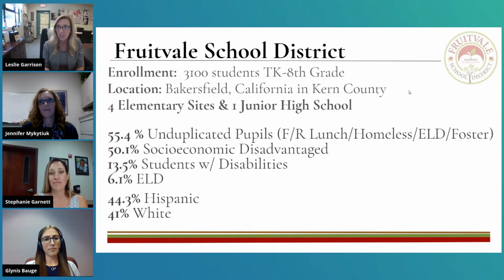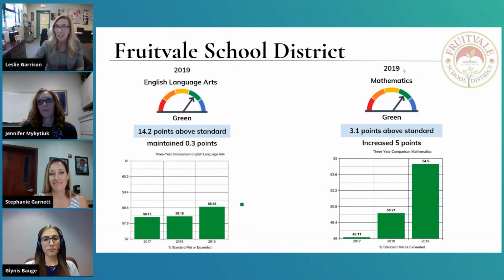We are an elementary school district. We are in Bakersfield, California. We have 4 elementaries and 1 junior high. But the interesting part about Fruitvale is that our demographics are changing rapidly. So we are now at 55.4% unduplicated pupil count. Over 50% of our students are socioeconomically disadvantaged, and we have over 13% students with disabilities and only 6% ELD, and we're roughly almost half and half white, Hispanic, and then a mix of all other ethnicities. So as Lisa said, we do have a high performance history. In fact, our mathematics has jumped up drastically. So yay, Glennis.